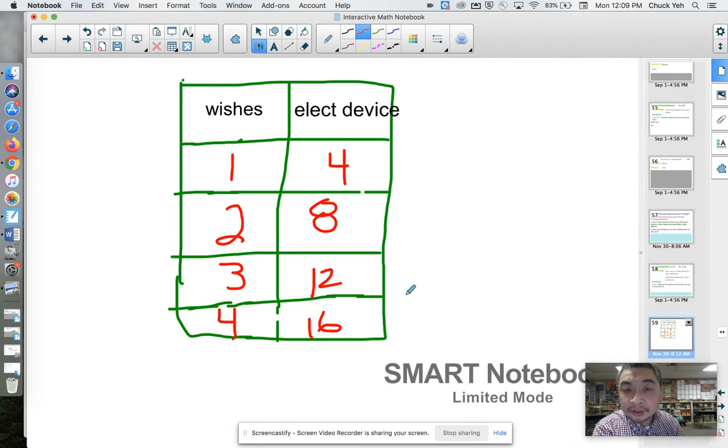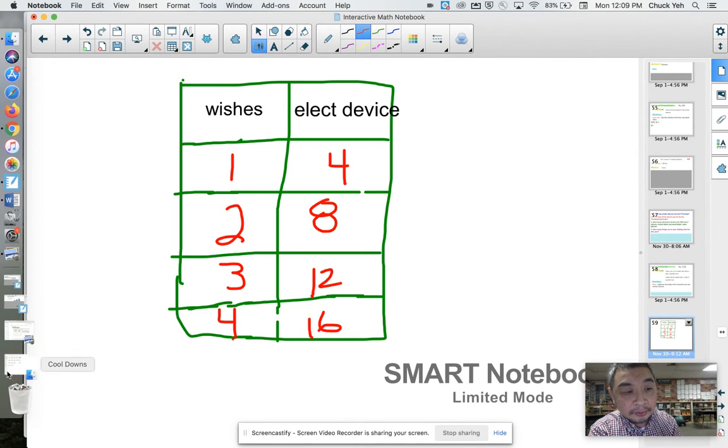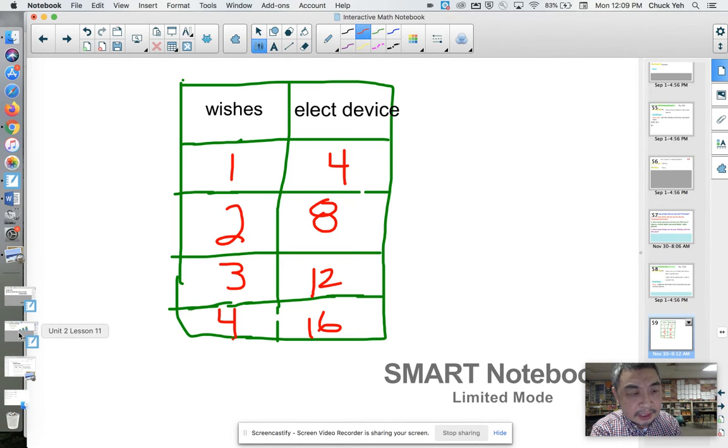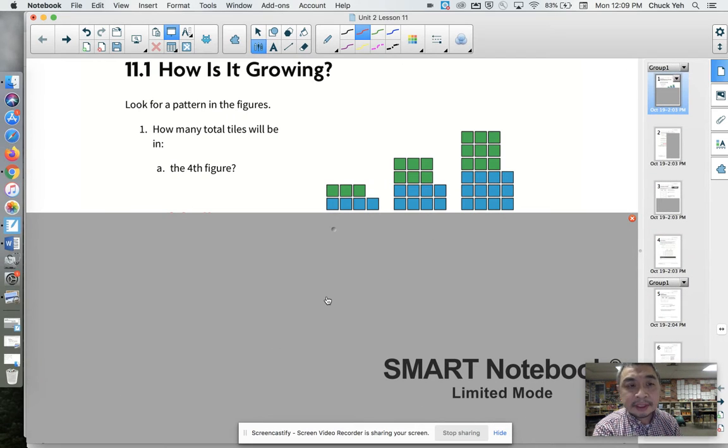Okay? So on yours, you do one, and then whatever your wishes are. If you have 9 wishes and 6 devices, so 9 to 6, and then so on, and see what you get. And then tomorrow we're going to have a notebook check, and I'm going to see if you have all of this on there. So now after you're done with that, you're going to write SDP 11.1, and then we're going to do a little bit of the student task statements together.